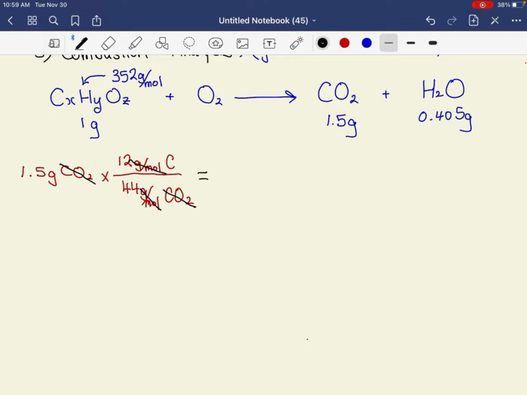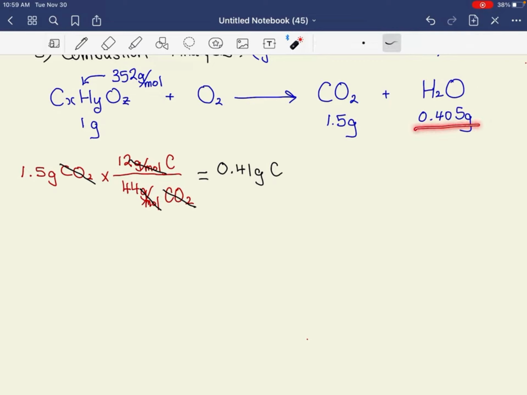So let's take a look at what that is. That's 1.5 times 12 divided by 44. So in 1.5 grams of carbon dioxide, 0.41 grams of it belongs to carbon. Now, what that also means is that in 1 gram of fuel, 0.41 grams of it also belongs to carbon, because all the carbon from the fuel went on to become the carbon in carbon dioxide. So let's do the same with water now.